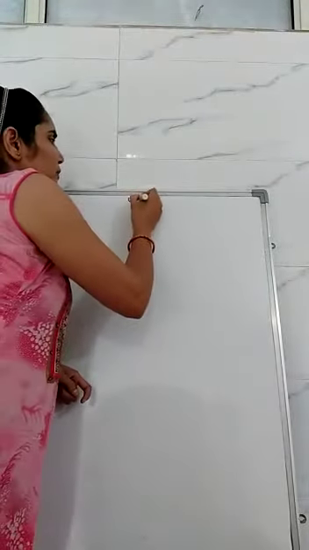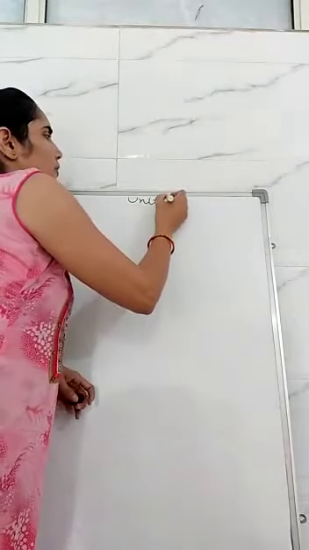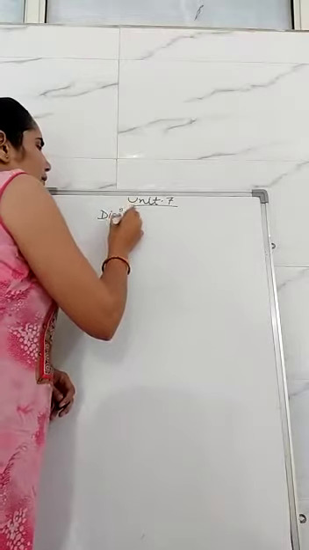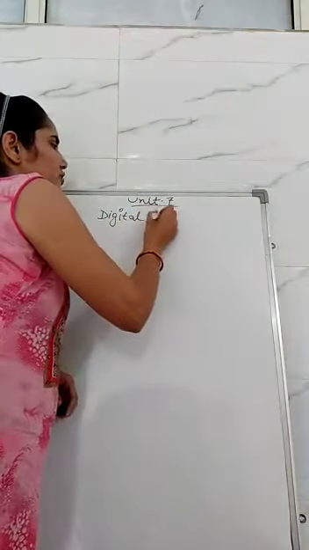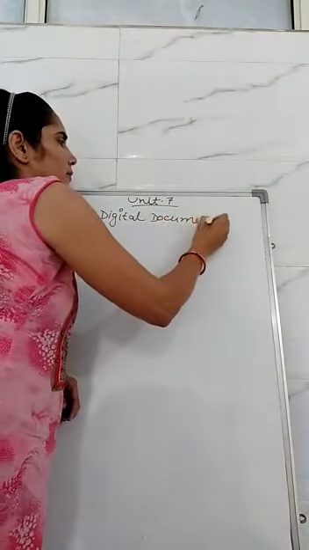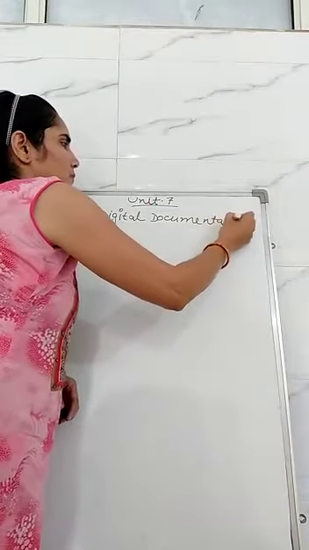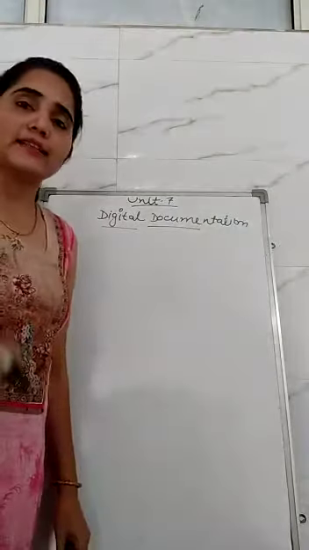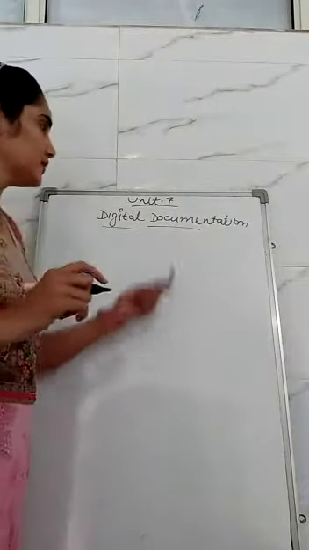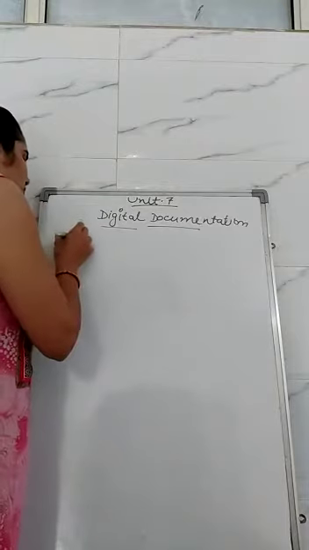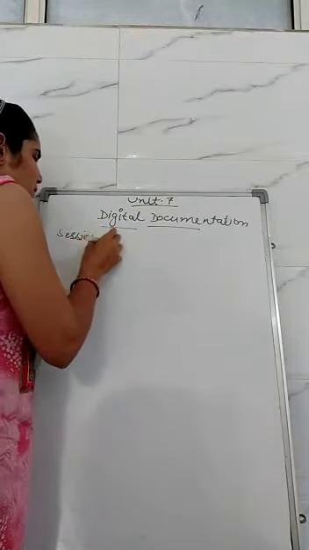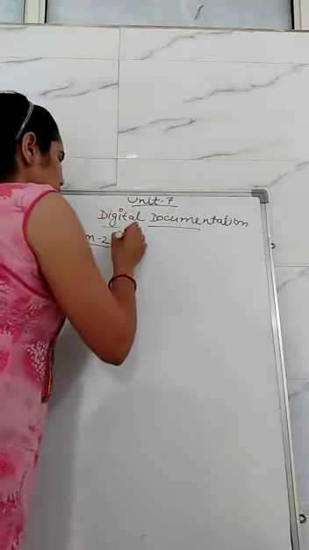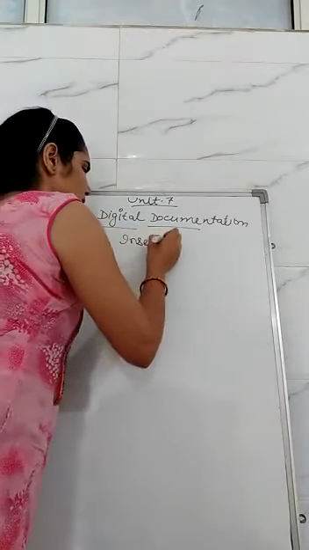Today we are going to revise unit number 7, that is your digital documentation. From this unit, introduction and session number 1 we already discussed. Today we will revise session number 2 and session number 3. In session number 2, the name is Insert and Use Images in a Document.